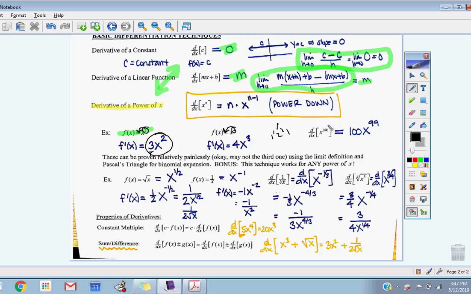No, we're definitely not doing that. What we're going to do is power down. So this comes out front. You get the 100 there, x to the 99th power, and that's what it will come out to do. All right, so basically, you're welcome for that.